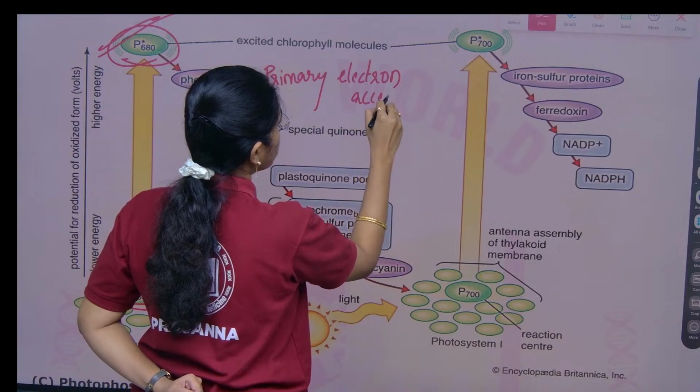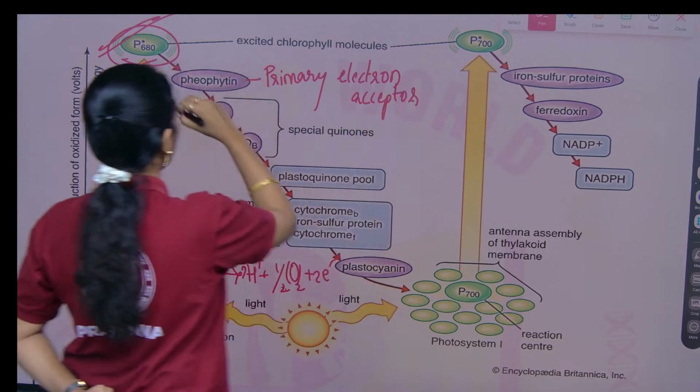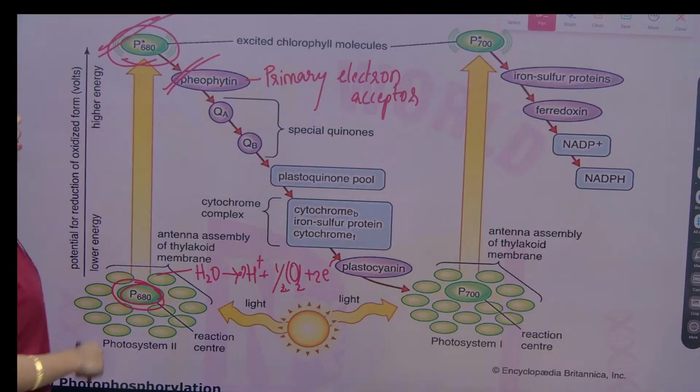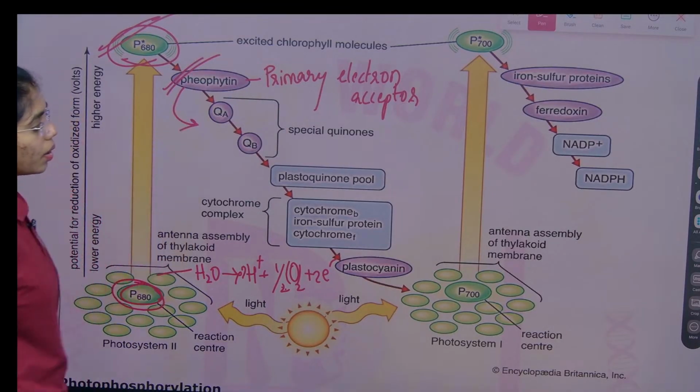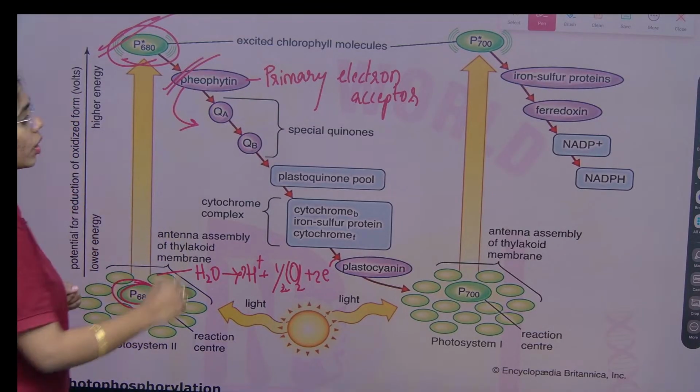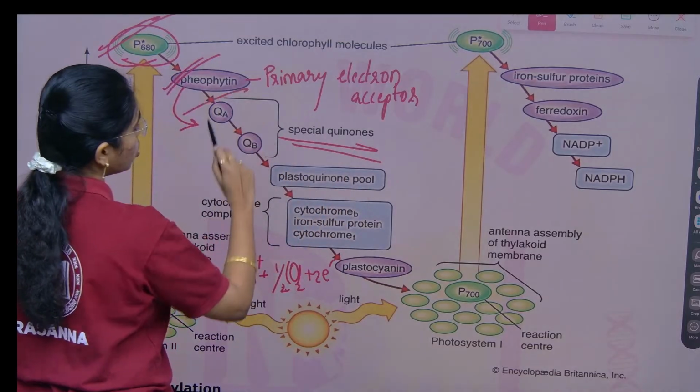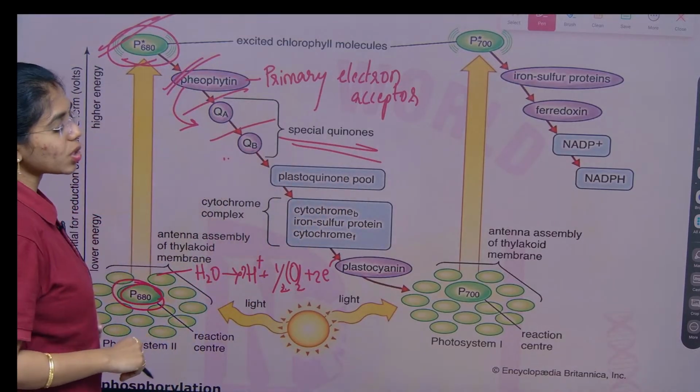The primary electron acceptor is pheophytin. The next is plastoquinone. Plastoquinone has special quinones, that is QA and QB. This is called the quinone pool.